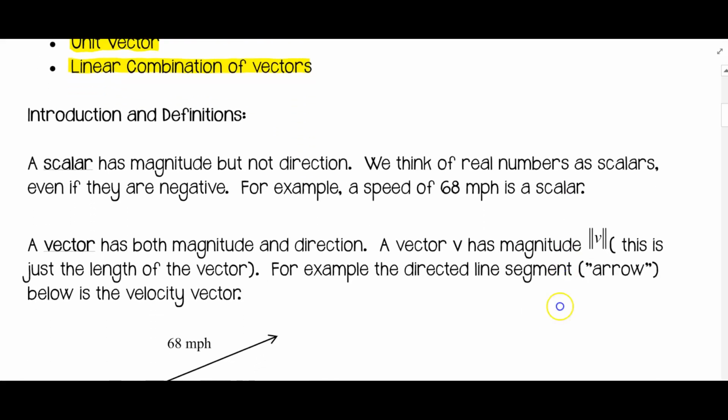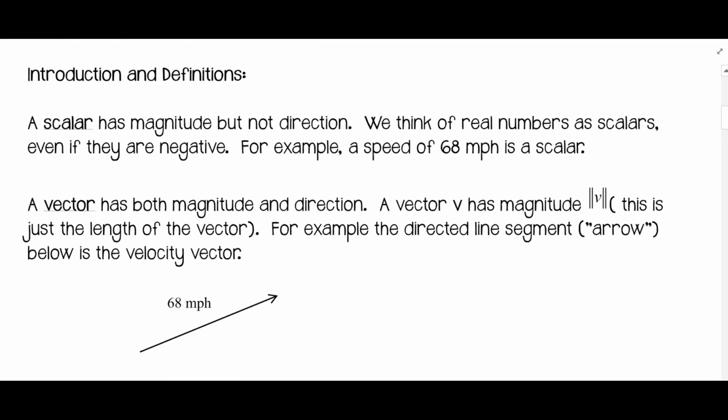So let's talk about a scalar. A scalar has a magnitude but not a direction. So we think of a real number as a scalar even if they are negative. For example, a speed of 60 miles per hour is a scalar. So it tells us how fast we're going, but it doesn't tell us what direction we're going.